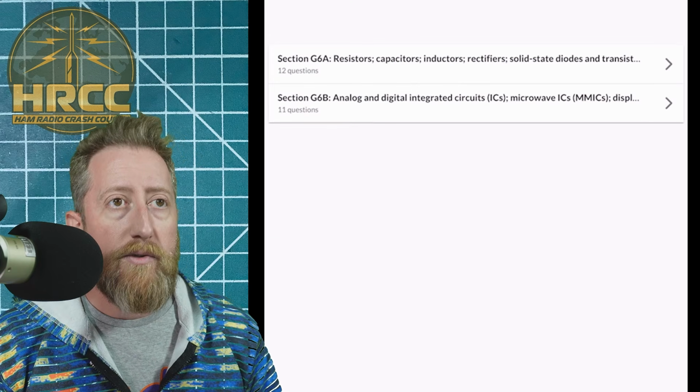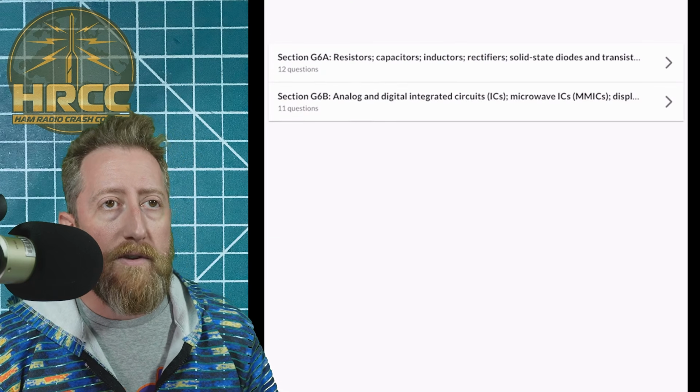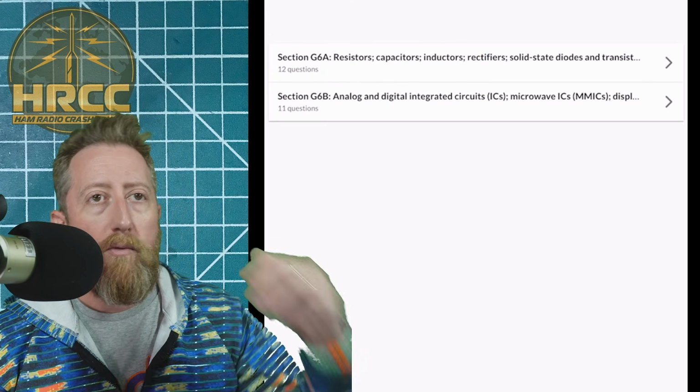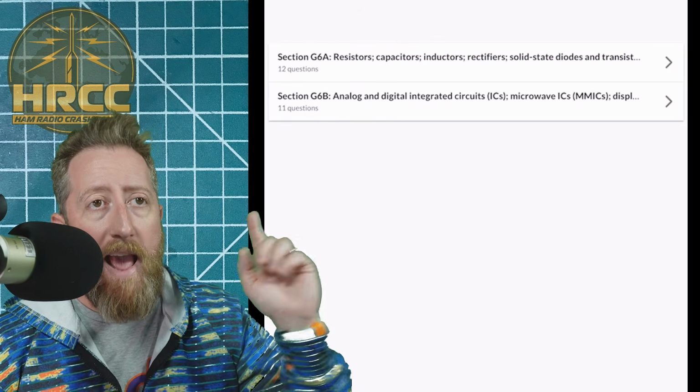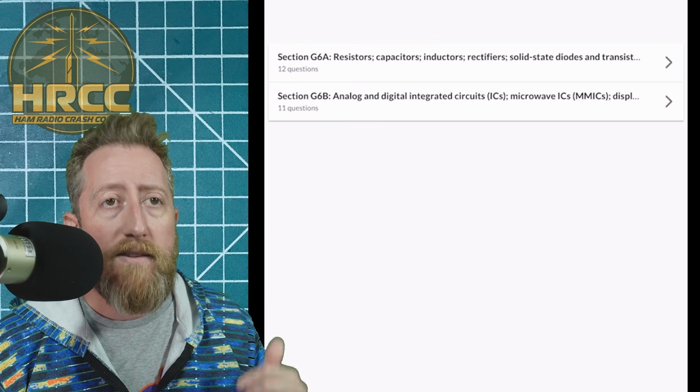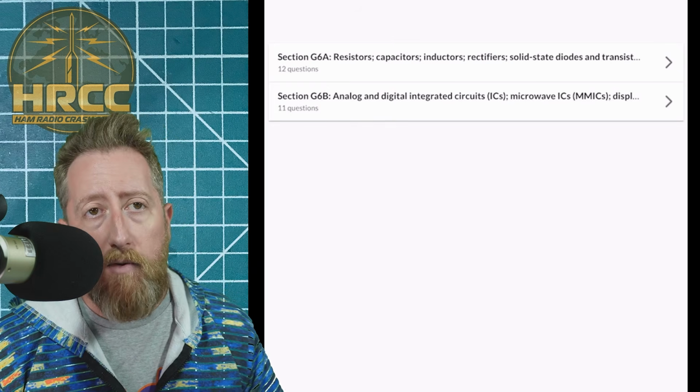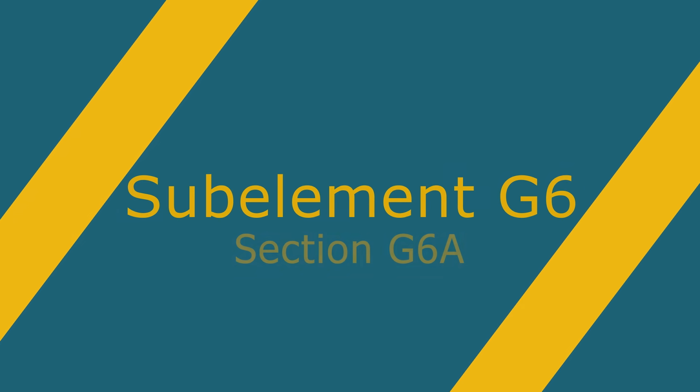So this is broken up into two sections, Alpha and Bravo: resistors, capacitors, inductors, rectifiers, solid-state diodes, and transistors, I'm assuming. And then analog and digital integrated circuits, or ICs, and microwave ICs. Great stuff. So let's dive in with Section A.